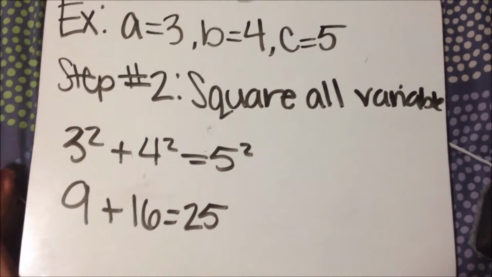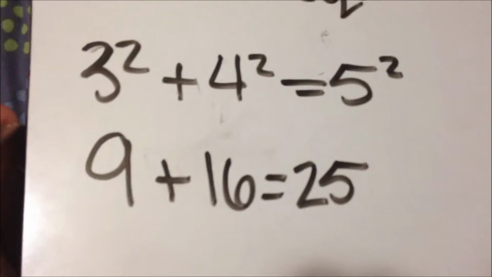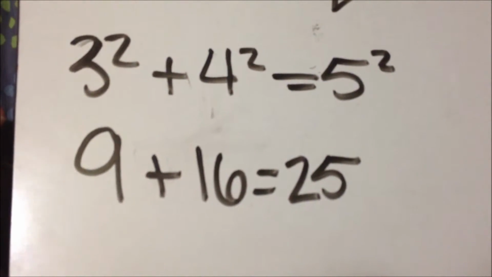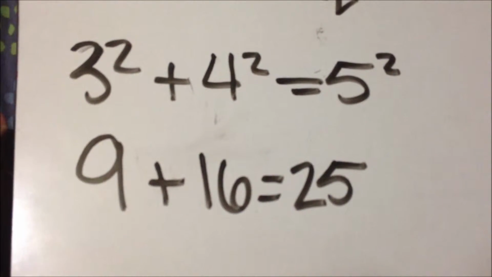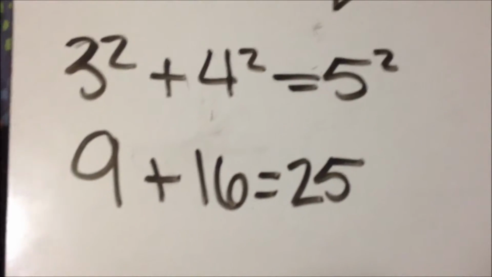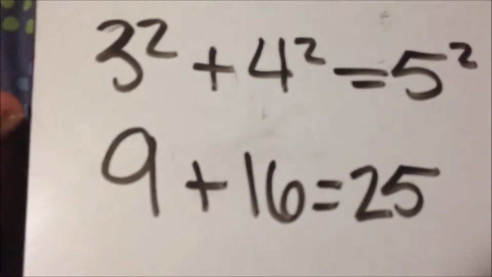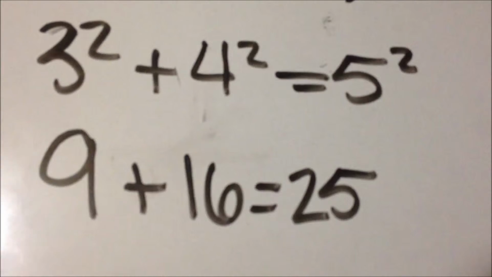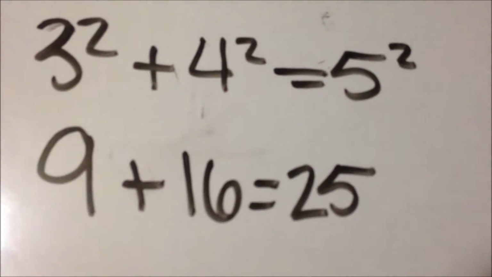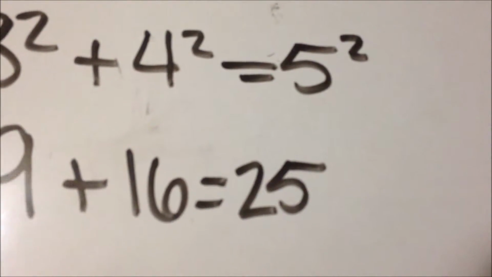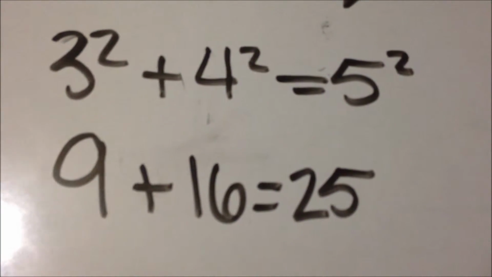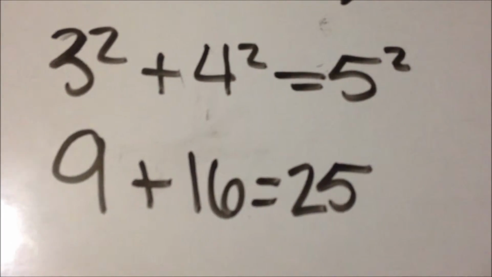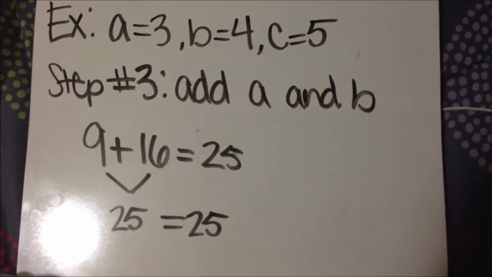Step number 2 for the equation, you square all variables. Now with step number 1, we've already decided our equation is 3 squared plus 4 squared equals 5 squared. So now you square 3 squared, 4 squared, and 5 squared separately. So 3 squared, which is 3 times 3, equals 9. 4 squared, which is 4 times 4, is 16. And then 5 squared, which is 5 times 5, equals 25. You've now completed step number 2. Now, we're going to move on to step number 3. For step number 3, you add A and B.